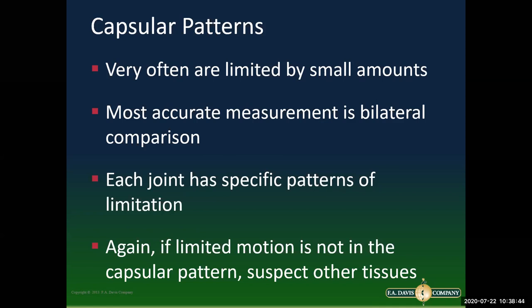Look at each joint having specific limitation of range of motion. We talked about that going through those range of motions. And again, if the limited motion is not in the capsule, that's where we start looking for other things. That's where the breadcrumb leads us elsewhere.